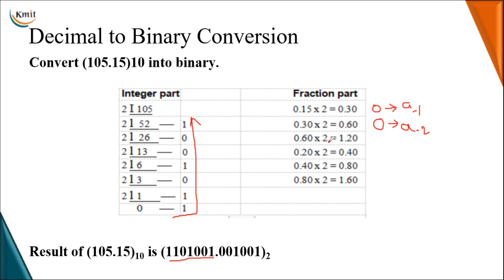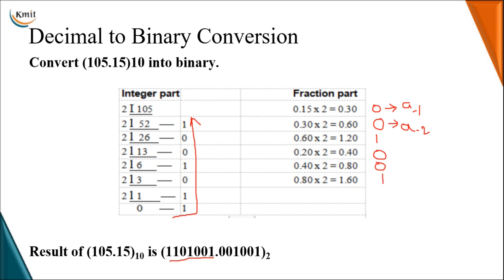So 0.6 is multiplied with 2, giving 1.2, the integer is 1, and then 0.2 is multiplied with 2, so 0.4. Next, the fractional part is 0.4, and then we move on to the next multiplication with 2. So the integer here is 0. So 0.4 we take for further multiplication. Then we obtain the product 0.8. Here also the integer part is 0. And then 0.8 we take, multiplied with 2, gives 1.6.